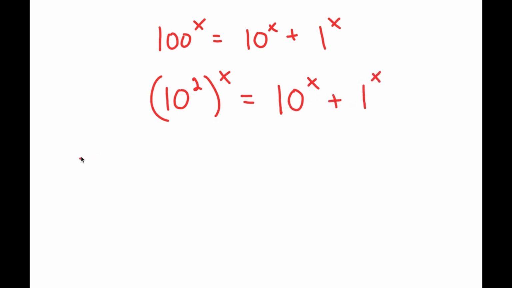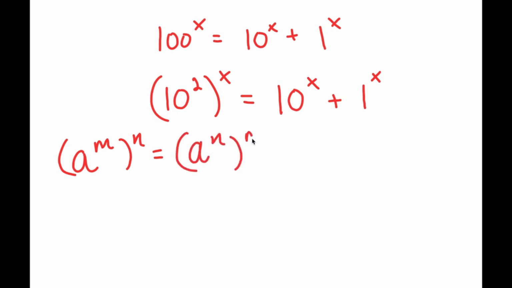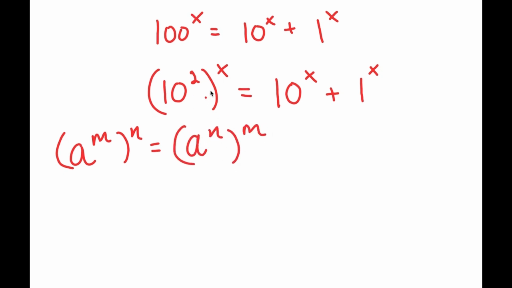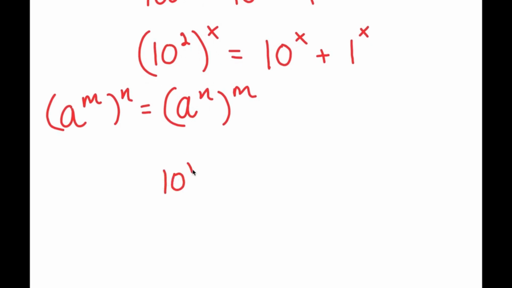Now, if I have something in the form (a to the power of m) to the power of n, this is equal to (a to the power of n) to the power of m. So 10 to the power of 2 to the power of x is equal to 10 to the power of x to the power of 2. So now I have (10 to the power of x) to the power of 2 is equal to (10 to the power of x plus 1) to the power of x.